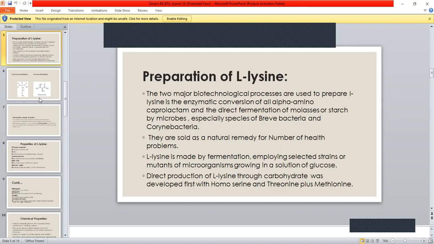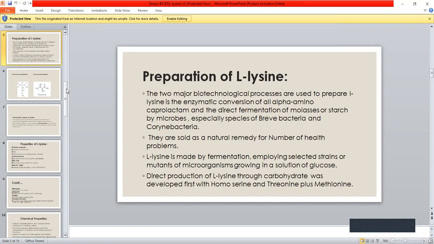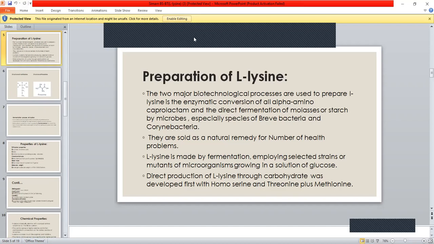Fermentation is the process in which L-lysine is prepared. L-lysine is the form of lysine which is produced during the fermentation process, which can be utilized by the body. They are sold as a natural remedy for a number of health problems. L-lysine can help with several health problems like cardiovascular diseases, bone diseases, and skin and hair diseases.